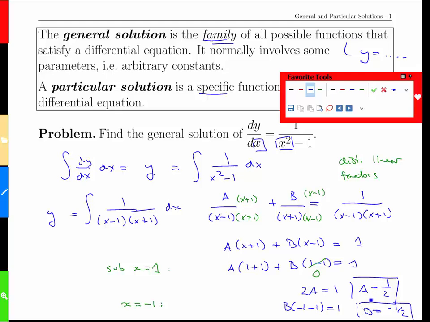Once we've done that identification of the values of a and b, what we can do is rewrite our integral, being careful to note what went with what: a over x minus 1, b over x plus 1.